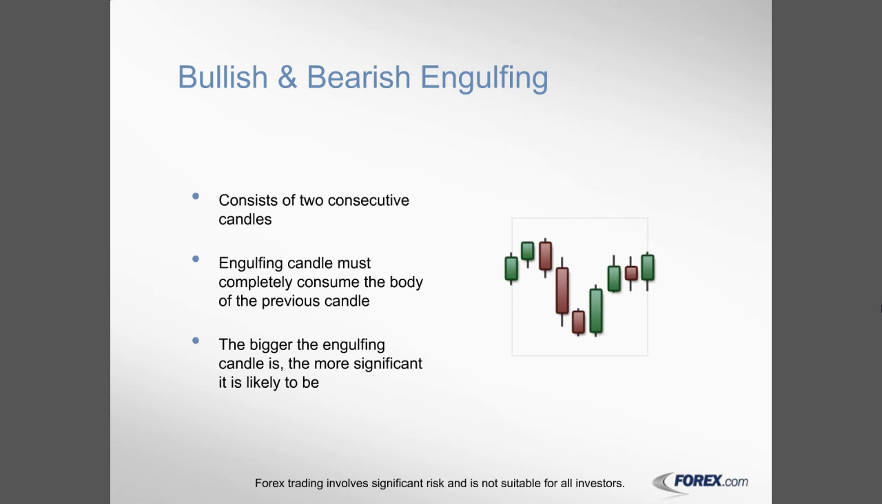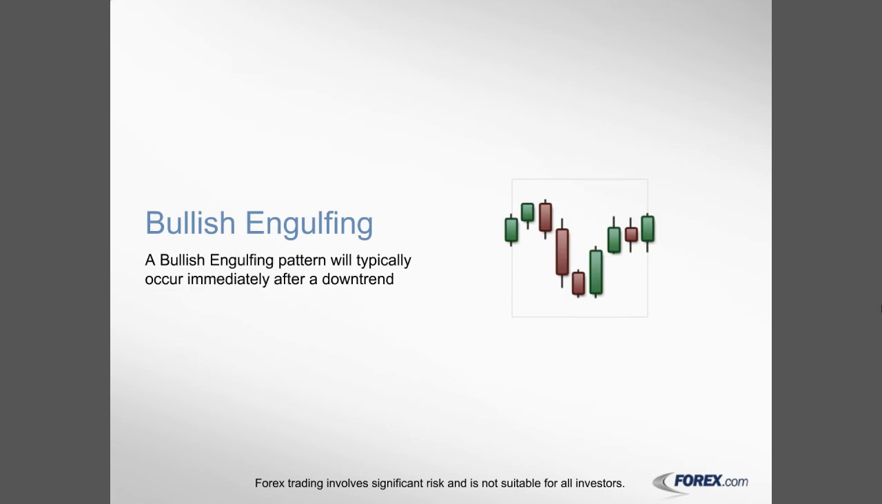Now, bullish and bearish engulfing pattern. Up to this point, we've been looking at single candlesticks. Of course, we always look at the surrounding area for support and resistance. Now what we're going to do is change things up a little bit with this candlestick formation, because now we're looking at more than one candlestick. So this is going to consist of 2 consecutive candles. The engulfing candle must completely consume the body of the previous candle. And the bigger the engulfing candle is, the more significant it's likely to be.